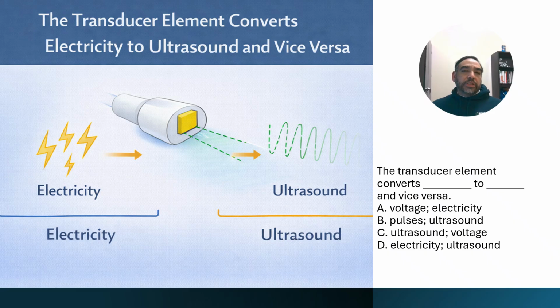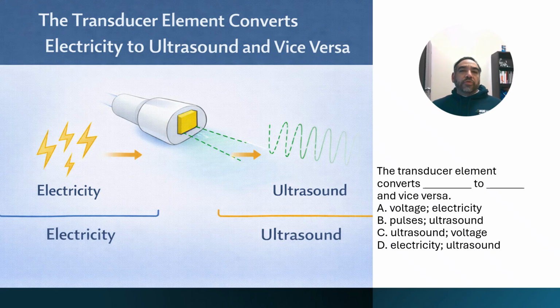B was pulses and ultrasound. So electrical pulses are applied to the element, but the pulses are not the form of energy that's being converted. The element converts electrical energy, not just the pulses, into mechanical, which is acoustic energy. And so that answer is incomplete and a little bit imprecise. The other one is ultrasound and voltage. Again, this only describes the receiving half of the process. So yes, returning ultrasound is converted into voltage, but the question says converts blank to blank and vice versa. And so that means it has to describe both directions. So only answer D properly captures the full bidirectional conversion.